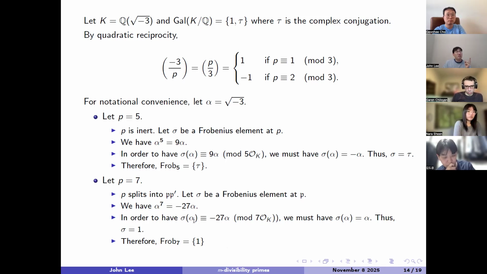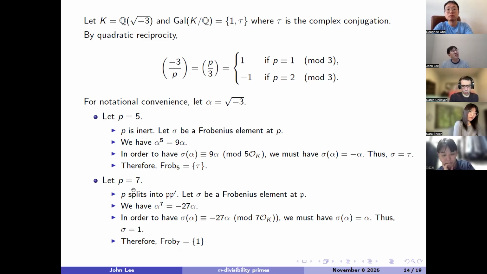So again, we have two possibilities. Sigma alpha should be either alpha or negative alpha. In this case, sigma alpha better be just alpha. So the alpha is congruent to negative 27 alpha. And yes, of course, because 28 is divisible by 7. So alpha should be congruent to negative 27 alpha mod 7. So in this case, my sigma should be the identity element. Therefore, from 7, the Frobenius class of 7 should be the identity element.